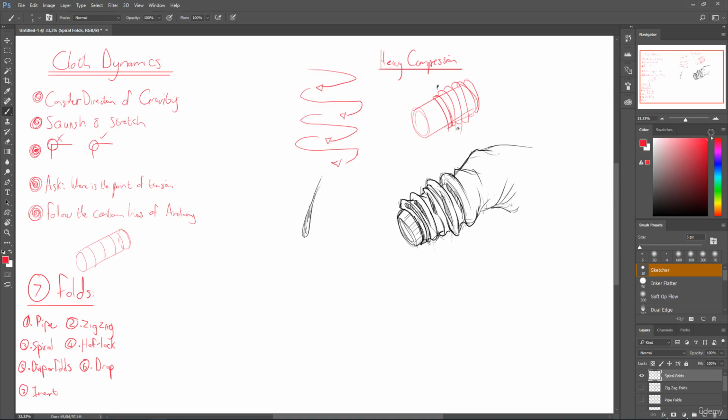All right, and so here we see our spiral fold, typical marks of a spiral fold. A lot of compression and a lot of these little bumped edges occurring as we move through the spiral as it rotates, and of course a lot of these shadow shapes in here as well. So those are our spiral folds.